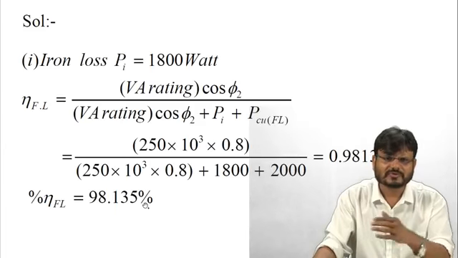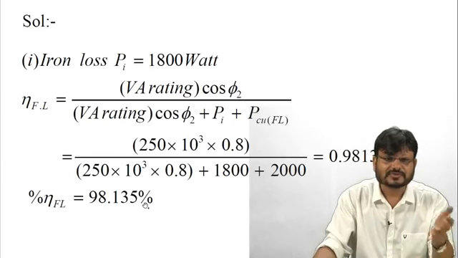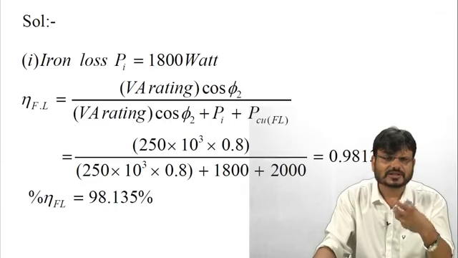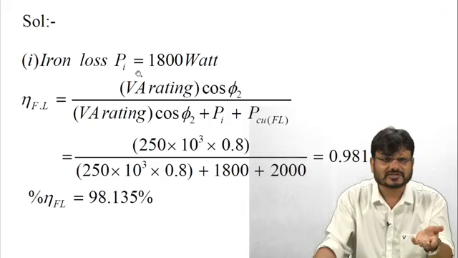So all the formulas have already been discussed. From the given question, you just extract what parameters are given. So what parameters are given? That is the iron losses, that is Pi, which is 1800 watt.